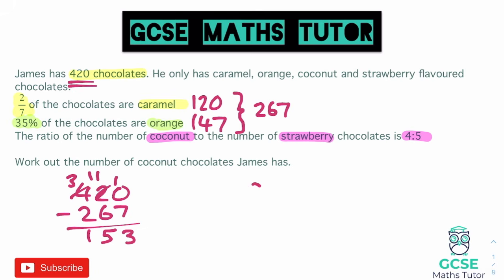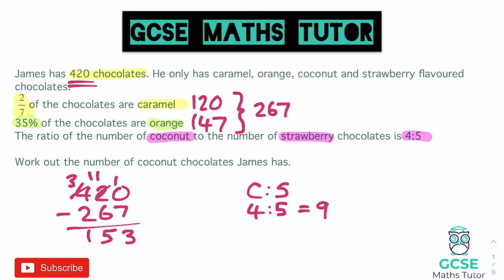So we're going to write this as a ratio. Coconut to strawberry, and that is 4 to 5. I always dislike it when there's an S and a 5 next to each other. They look so similar. So we've got 153 that we're going to share in that ratio. So 4 and 5 gives us 9 parts in total. And again, this is sharing in a ratio.